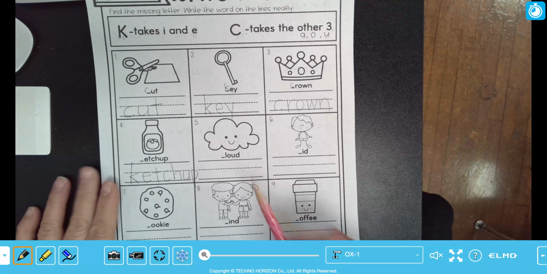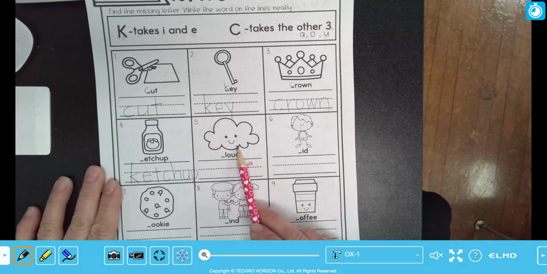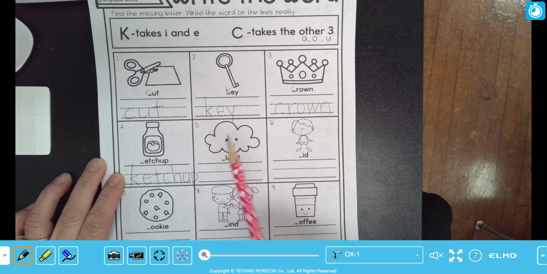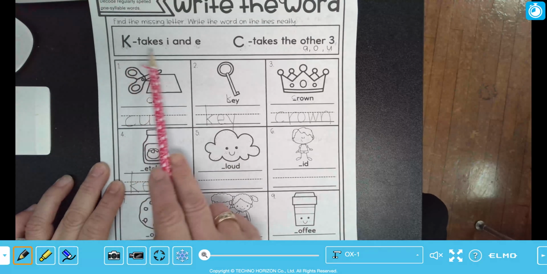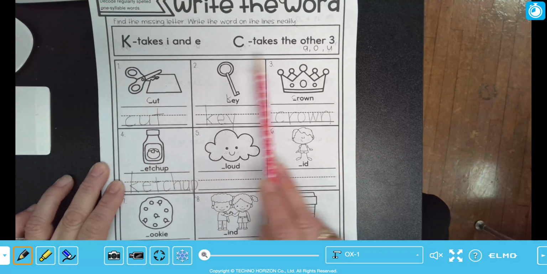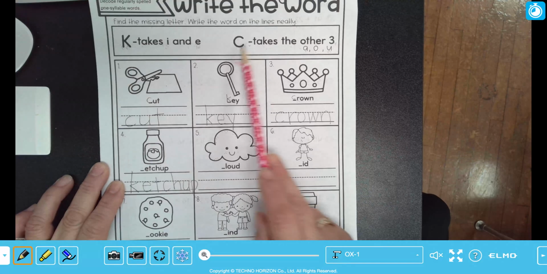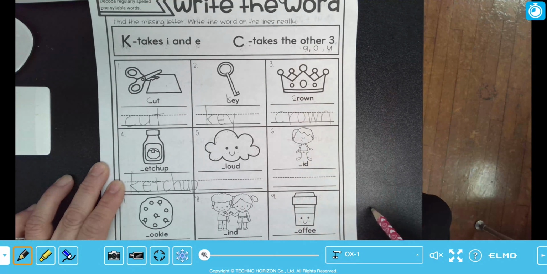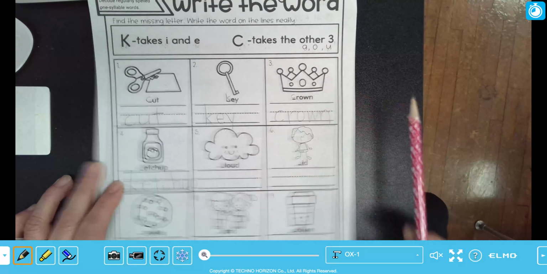Okay, now we're going to do this word. This is cloud. Can you say cloud? Okay, k, loud. Starts with a K, right? So let's do the poem. K takes I and E. C takes the other three. Okay, so should this begin with a K or with a C?